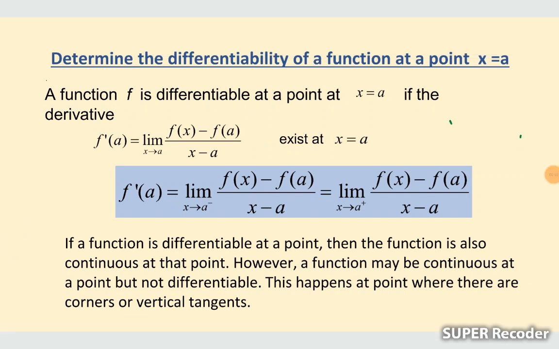Determine the differentiability of a function at the point x equals a. The function f is differentiable at the point x equals a if the derivative f prime of a, which is equal to the limit as x approaches a of (f(x) minus f(a)) over (x minus a), exists at x equals a.